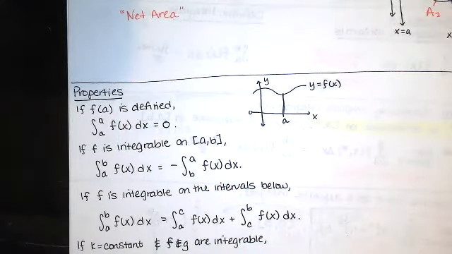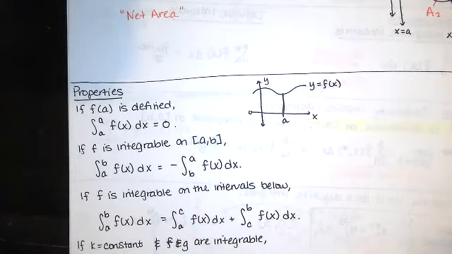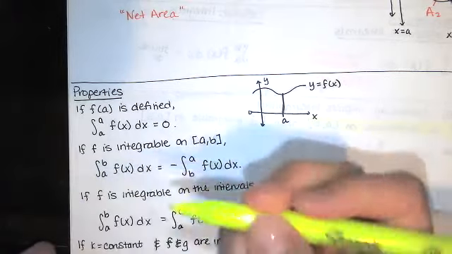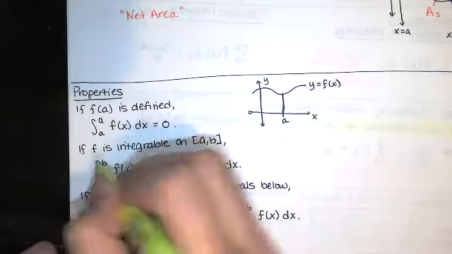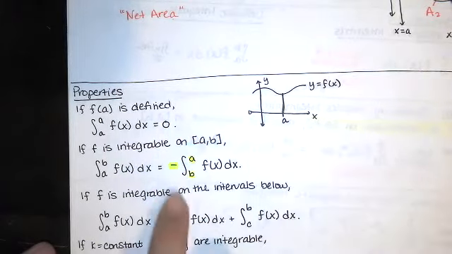Now, if the integral from a to b is well defined, then you can flip these. So instead of having the integral from a to b, you can write the integral from b to a, and that will work as long as you add this negative sign there.